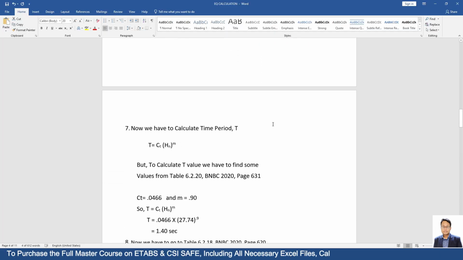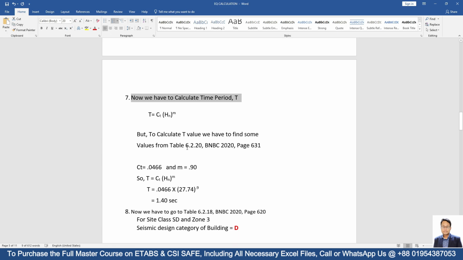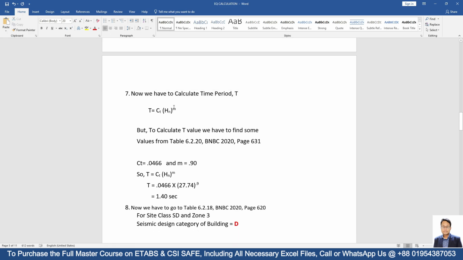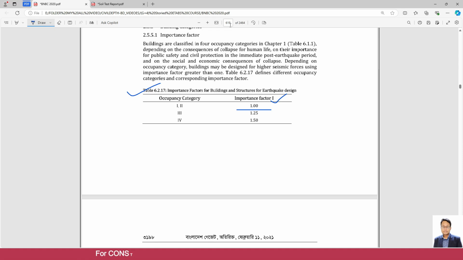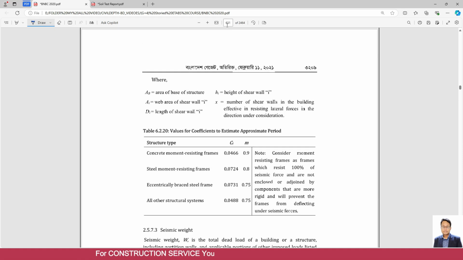Now go to step number 7. That means we will calculate time period T. T equals Ct Hn to the power m. But we don't know the value of Ct and m. So we have to take decisions about Ct and m. Let's go to page number 631. Values for coefficients to estimate approximate period.